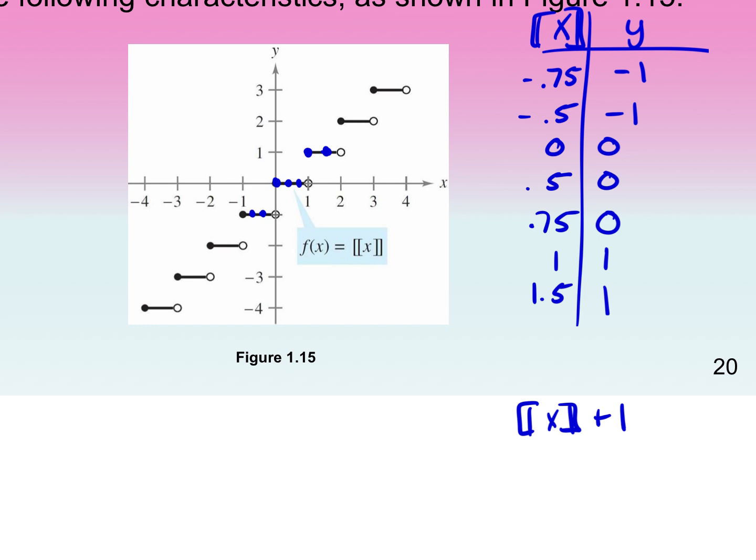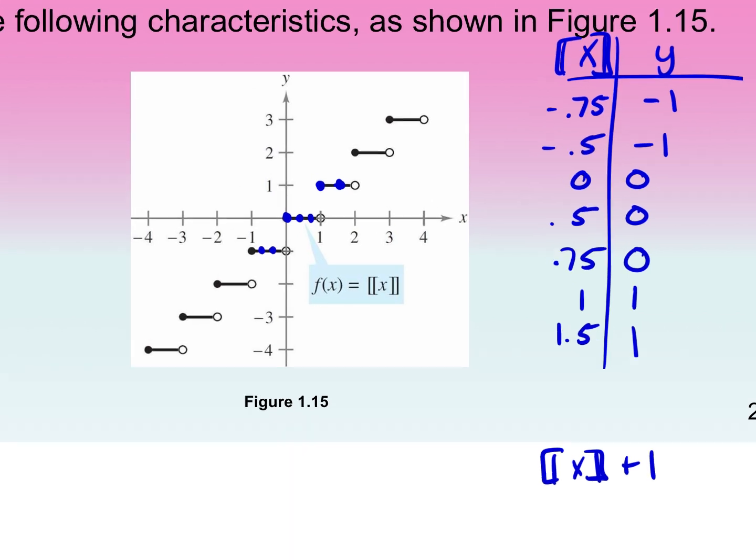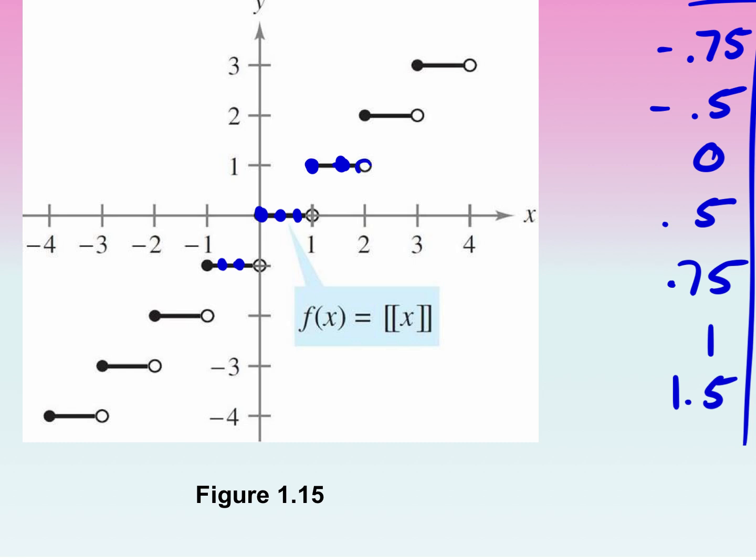Now this is still a function because it passes the vertical line test. We don't have 2 points that we would draw a vertical line on. That's because we have an open circle and a closed circle. So if I put a vertical line here, we only have one closed circle. The other one's open, so it doesn't touch at 2 points, so it passes the vertical line test. So that's why step functions are functions.